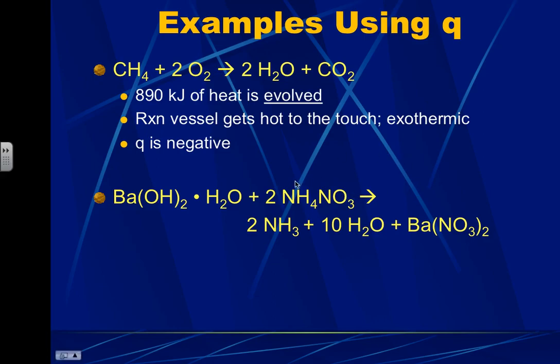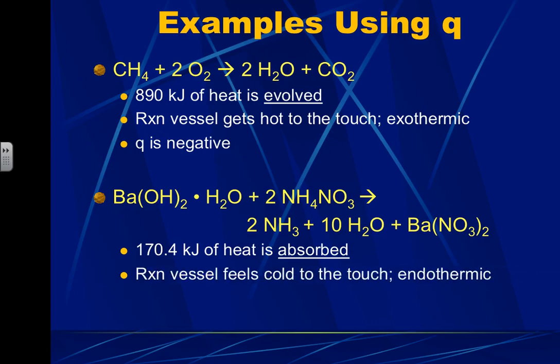And then the next chemical here, what is it? Ammonium nitrate. What is this? Ammonium, water. And then what's this? Barium nitrate. Okay, so if we were able to do this reaction, we would see that 170.4 kilojoules of heat is absorbed. So absorbed is your key word that helps you understand that that reaction vessel would be feeling cool to the touch. It's an endothermic reaction, and that means that Q is positive.